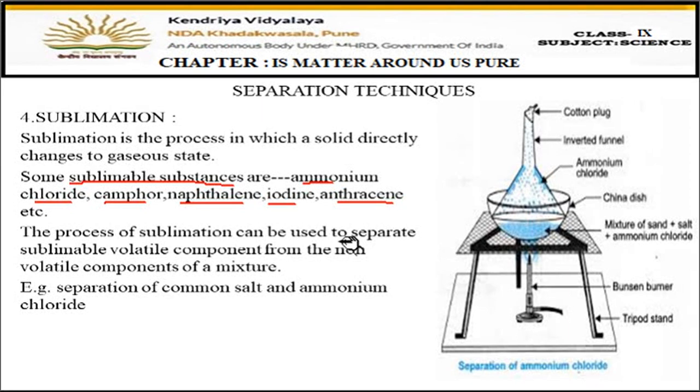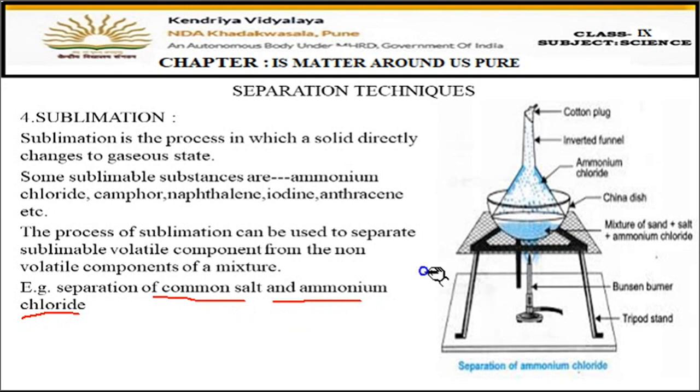Now, the process of sublimation can be used to separate the sublimable volatile components from the non volatile components of a mixture. Suppose you have a mixture in which some sublimable substances are present and other substances present are non sublimable substances. The method you can use to separate the components is sublimation. Suppose you have the mixture of common salt and ammonium chloride. Ammonium chloride is also a white color powder which looks like common salt only. So what you have to do is keep this mixture for heating.